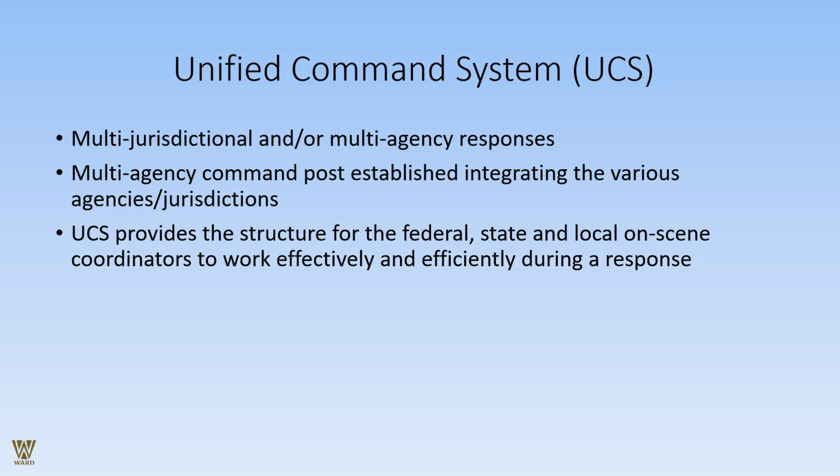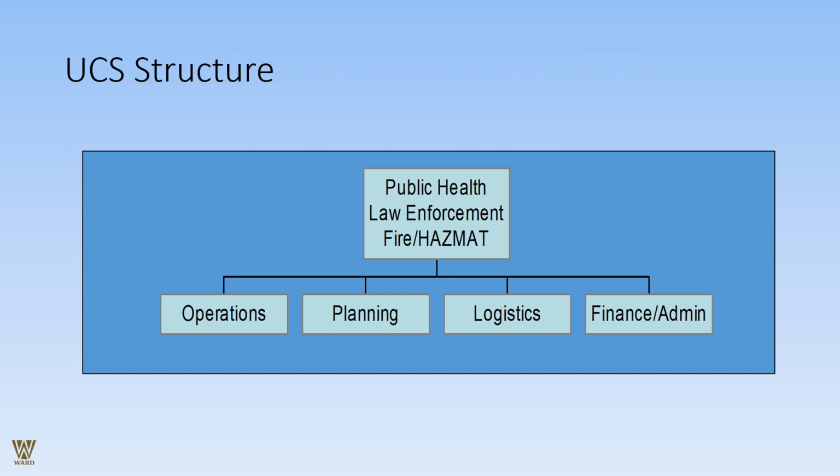UCS is the Unified Command System, for multi-jurisdictional or multi-agency responses. A multi-agency command post is established, integrating the various agencies and jurisdictions. The Unified Command System provides structures for the federal, state, and local on-scene coordinators to work effectively and efficiently during our responses. How do we come across this in life, in an incident, in an emergency, in a disaster? Let us talk about hazmat or hazardous material, public health, law enforcement, or probably fire, what goes wrong. So the Unified Command System, what does it revolve around?